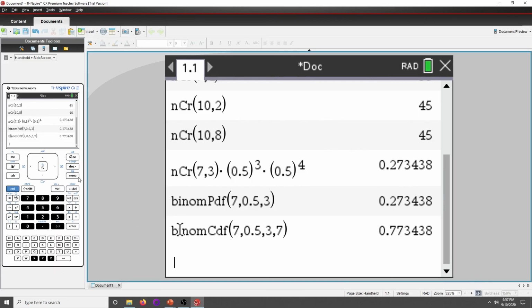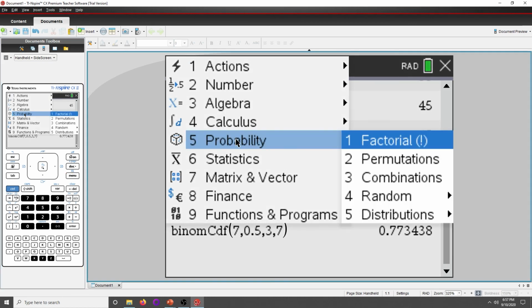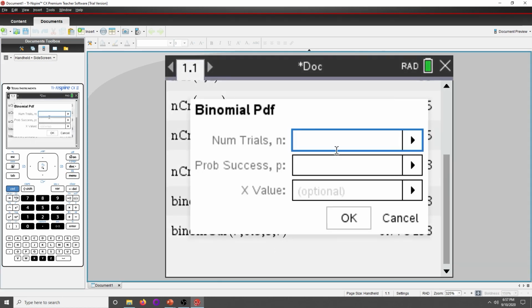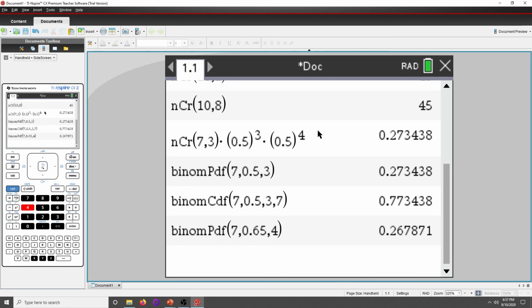So we want to know the probability that he makes exactly 4 shots. He's shooting 7. There's a 0.65 chance that he makes it. And we're looking for exactly 4. And again, PDF is for just 1. And once you get in the menu, you'll know that. But anyhow, that's the chance that he makes exactly 4.